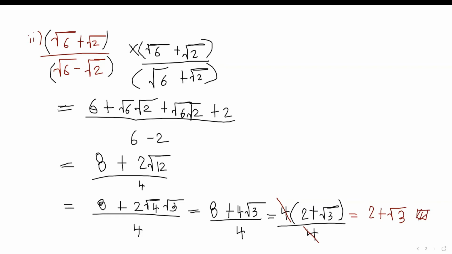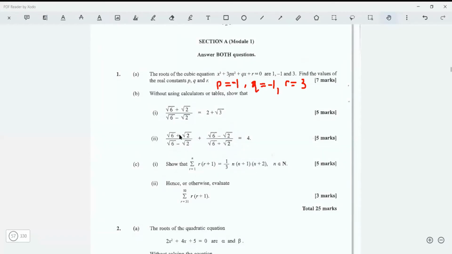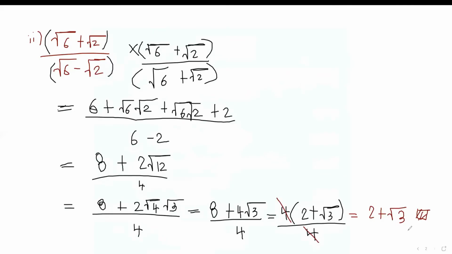All right, so let's look at this now. The next part says the root of 6 plus the root of 2 over the root of 6 minus the root of 2 plus the root of 6 minus the root of 2 over the root of 6 plus the root of 2. Show that is equal to 4. They're giving us another 5 marks to do this. They're giving away marks. It's a grab bag.